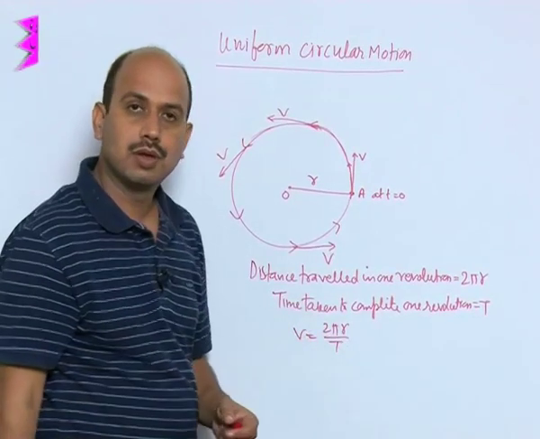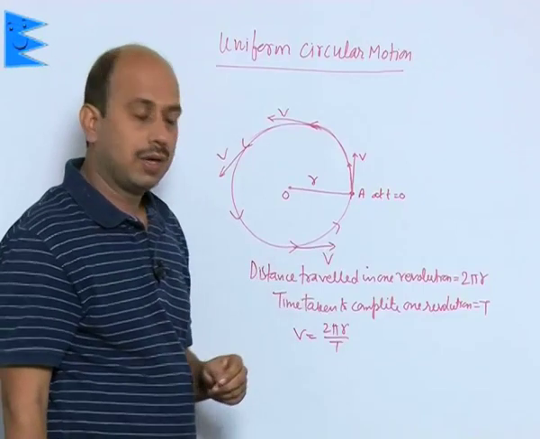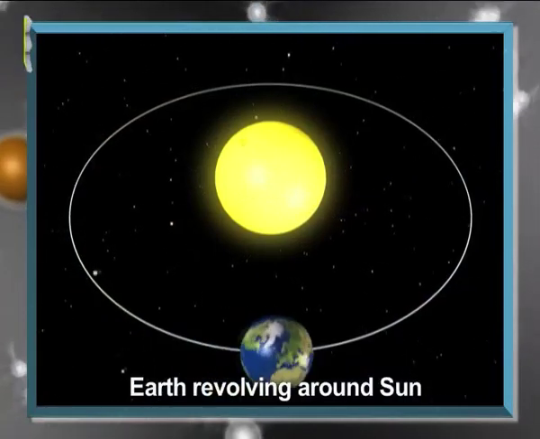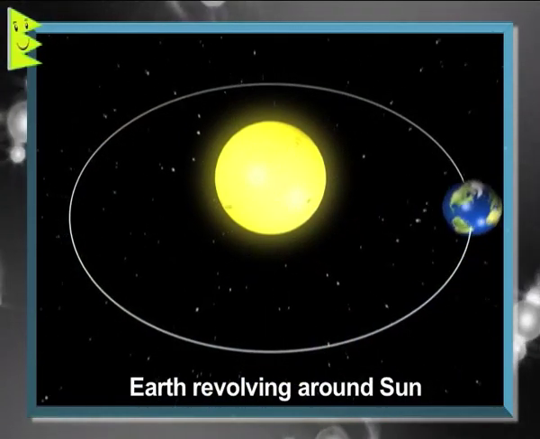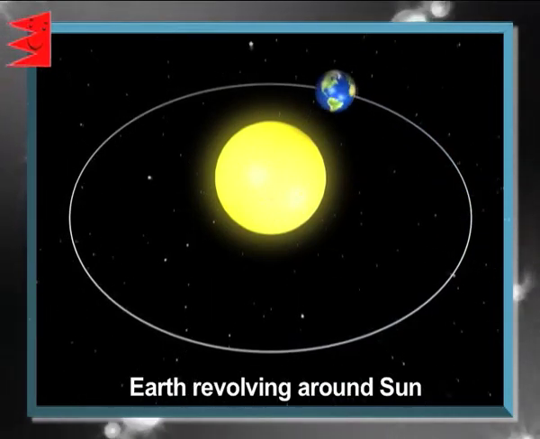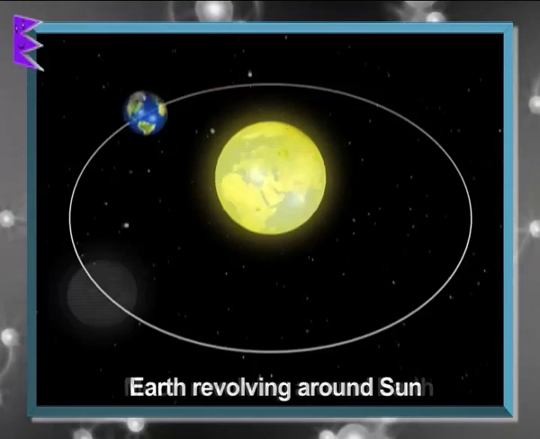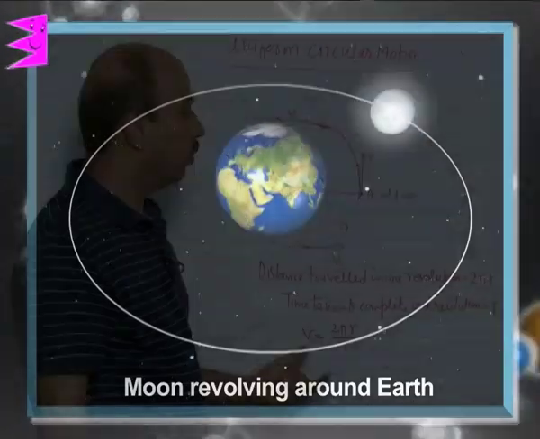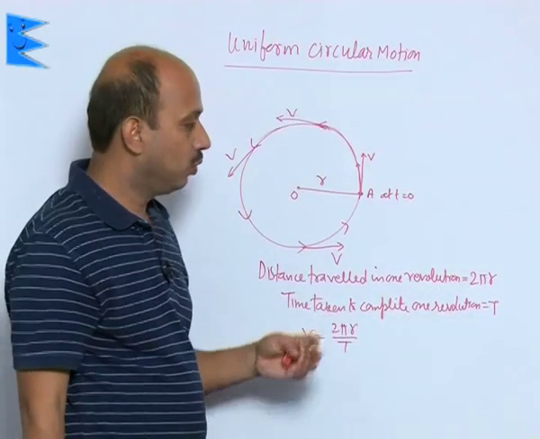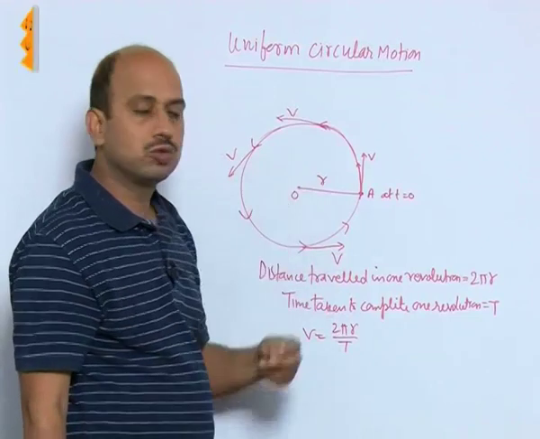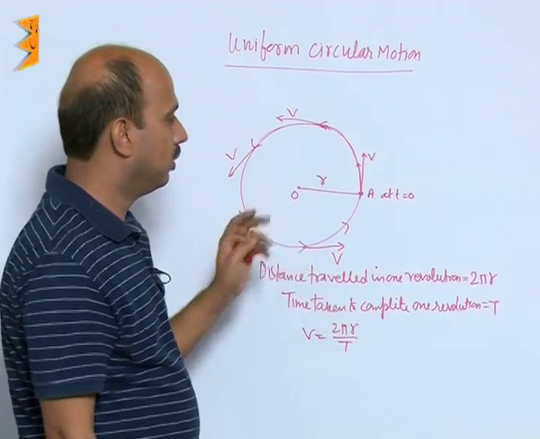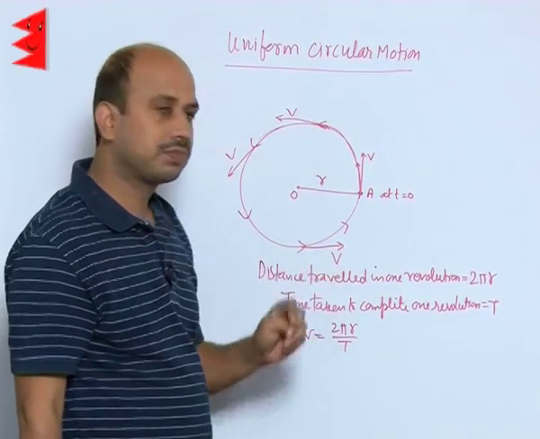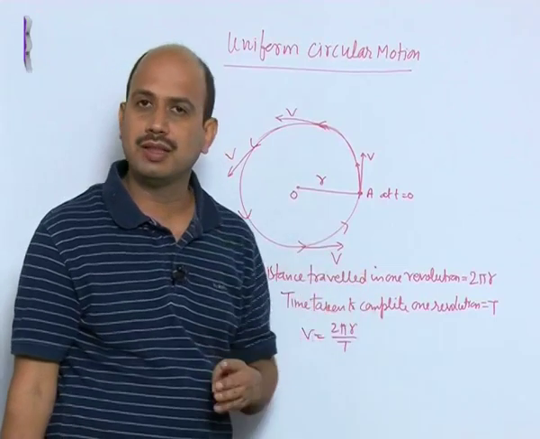Now, examples related to this: the earth is revolving around the sun. We can assume the orbit of the earth is circular, take its time period and calculate its speed. Similarly, the moon is revolving around the earth, we can take its time period and calculate its speed. There are certain topics related to circular motion, like angular displacement and angular velocity, which I am not teaching here because they are not in the 9th standard syllabus.